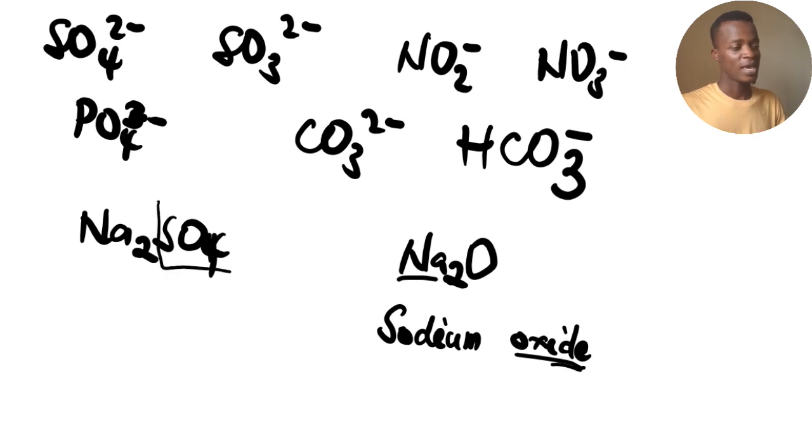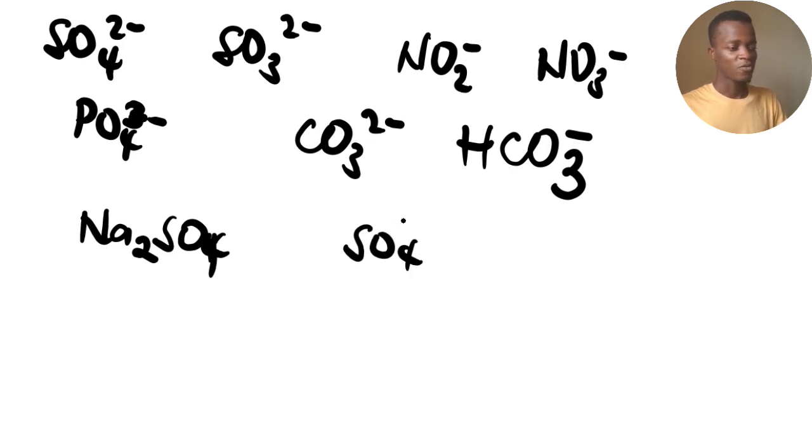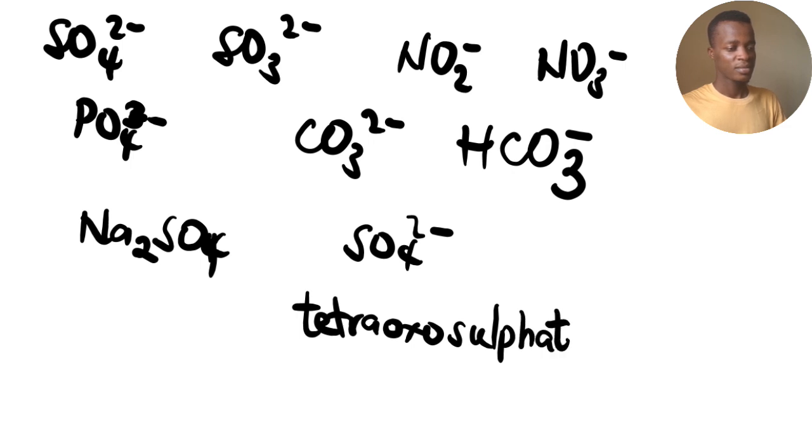So we know that this SO4 is tetraoxosulfate 6 ion. But here it's not in terms of ion, so we are going to remove the name ion from the end. Normally, if we were just having SO4 2 minus alone, let me illustrate that properly. When we're having SO4 2 minus, we call it tetraoxosulfate 6 ion. This is what we call it.